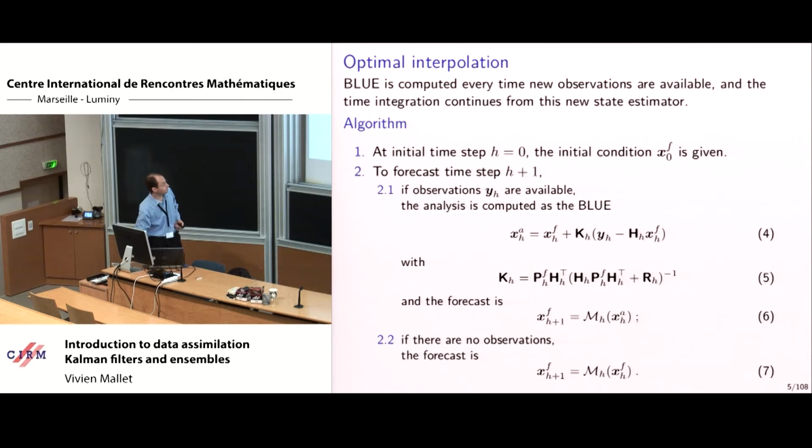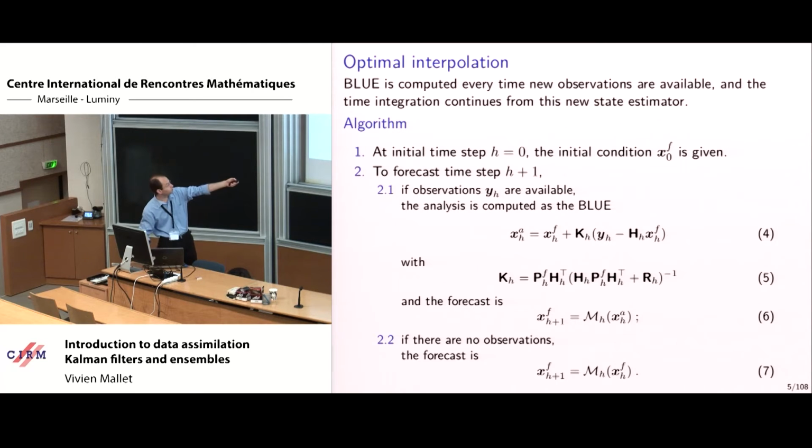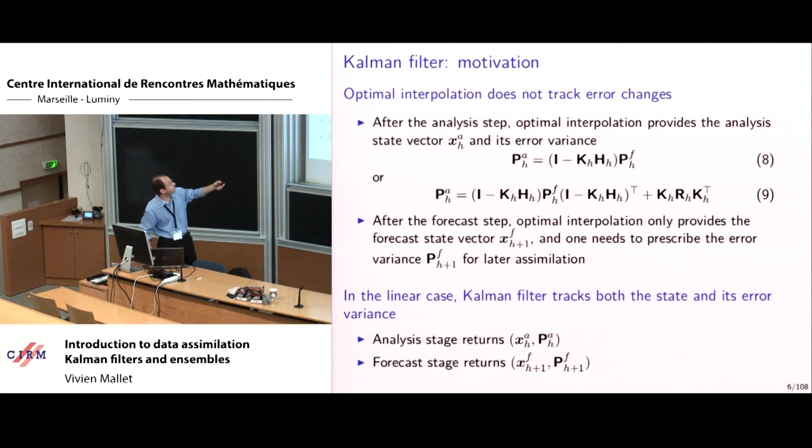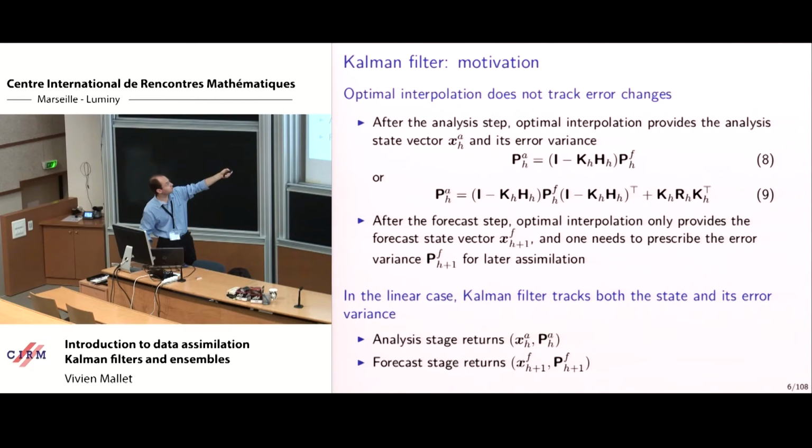So that's a classical one. It has a drawback, which is, okay, in this one you compute the analysis. You can also compute its error variance, and this error variance looks like this one. So it's P^a, the error variance of the analysis. It depends on the error variance of your forecast x^f, which is P^f. Okay, and this is the formula you get.